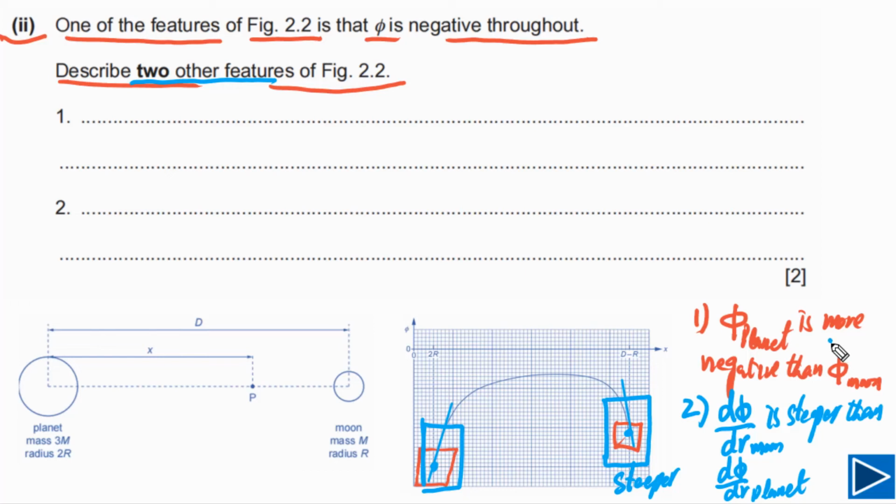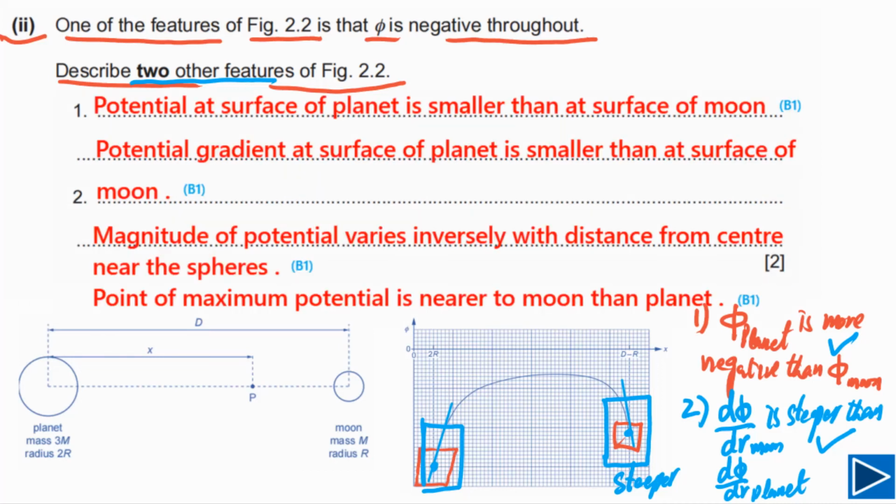If you write down these 2 points in your answer, you will get 2 marks. Let me show you the proper answer for this question with some extra points. This is how you can write down your final answer. In this case, we have mentioned first point, potential at surface of planet is smaller. Smaller means that potential at surface of planet is more negative than at surface of moon. So this is our first point.